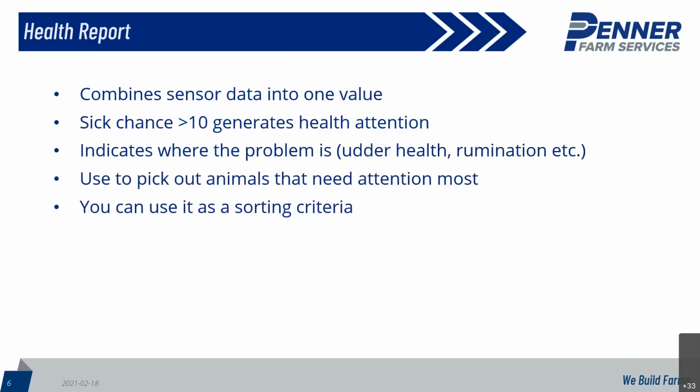So it combines the sensor data into one value. If we see a sick chance over 10, we get a health attention. It indicates where the problem is by the several sensors that you can see. You can use it as a sorting criteria as well, so we can set up a sorting task on your farm, so we can sort out any cow that has a health attention with a sick chance over 50, for instance. Seems to work fairly well. Next page, please.